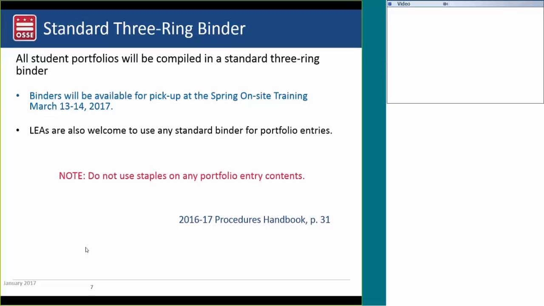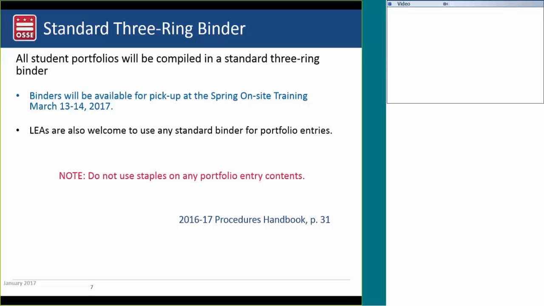The binders that have half-inch rings, the small rings, typically don't have enough space in them to include all the artifacts that you need to include in the binder. With more than 1.5 inches, you don't have really enough portfolio artifacts to fill the binder, and it becomes a little bit unwieldy.